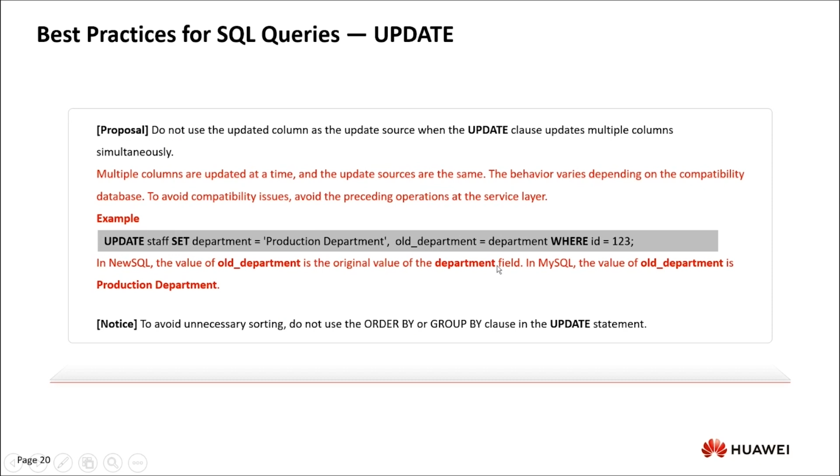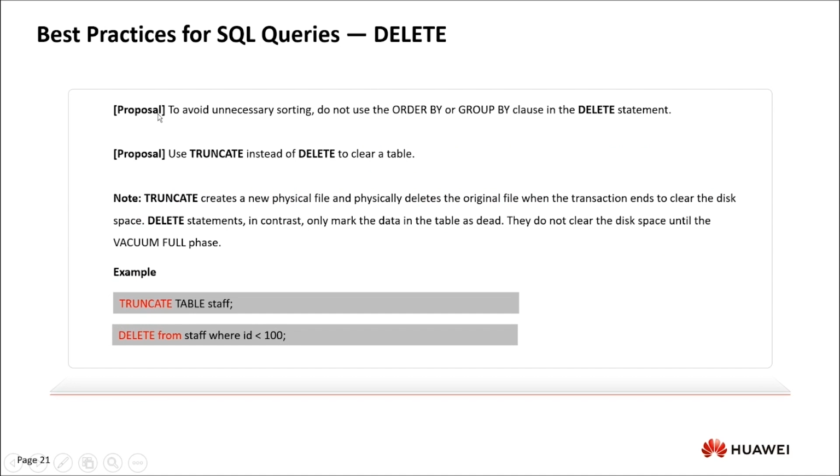So when we write SQL in this way, we will get different results in databases of different compatibility modes. For example, in NewSQL, the value used is the original value of the department field. But in MySQL, the value used is the production department, which is the new value of the department field. And next, to avoid unnecessary sorting, do not use group by or order by clauses in update statements. And next, for deletes, this is the same as updates.